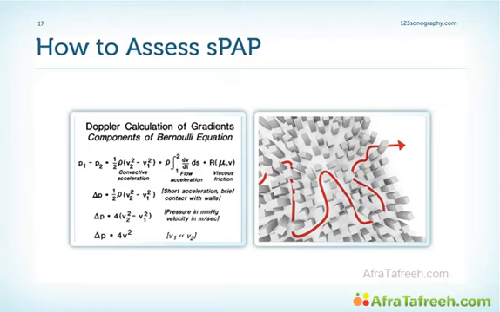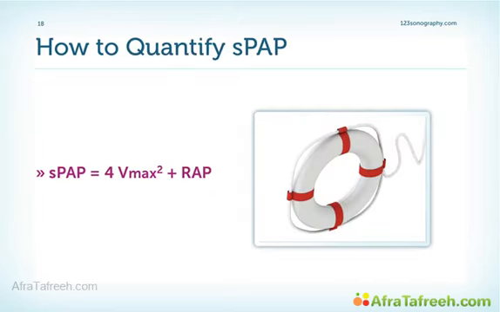Have a look at the bottom line. The pressure gradient is equal to 4 times the velocity squared. This is the most important formula you will find in echocardiography, and we will need the formula in many instances, not only to quantify pulmonary hypertension. So all you have to do is take your peak TR velocity, square it, multiply it by 4, and add it to your right atrial pressure. Can you give us an example?